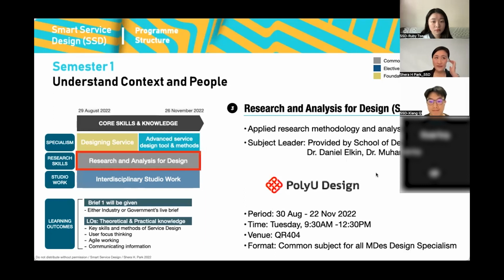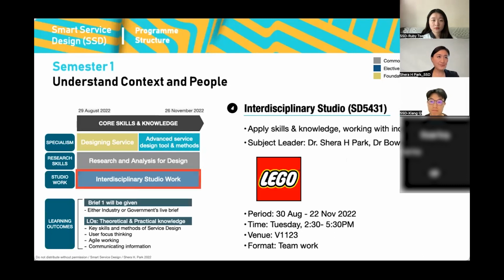And then below, at the same time, while you're studying the specialism knowledges, there's another subject offered by the School of Design. So this is very much about the principle and traditional research skills and analysis that actually works for the design. This is probably quite useful for students who are expecting the PhD or someone who wants to really work in the research departments in the industry. And then yeah, it's another concurrent subject.